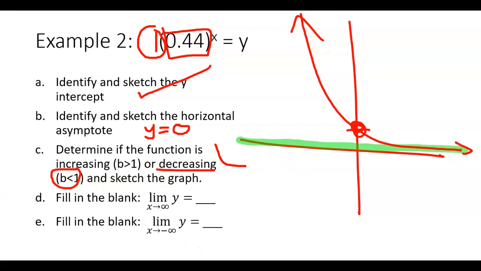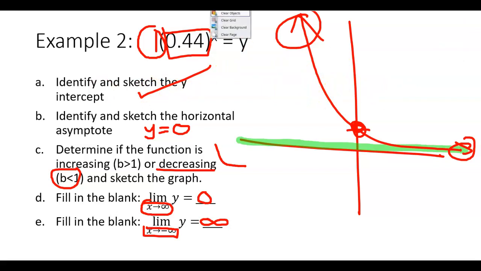Now let's go ahead and do our end behavior. What's happening on the right side of my graph? Well, it's not going up, it's not going down, it's getting flat at 0, so that would be 0. What's happening on the left side of my graph? It's going up, so that would be positive infinity. Okay, so it's opposite from the last one, and that's because the graph is going in an opposite direction.